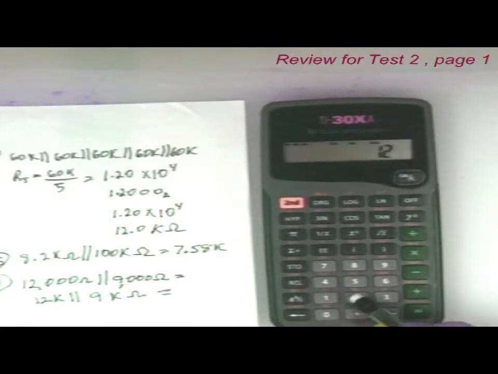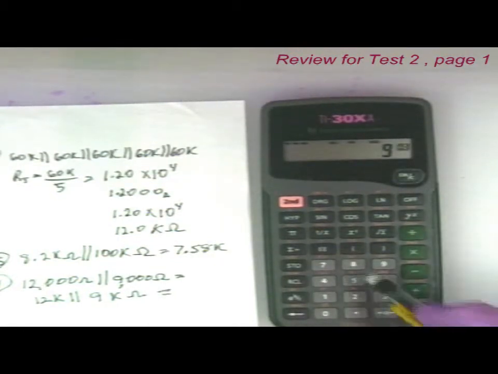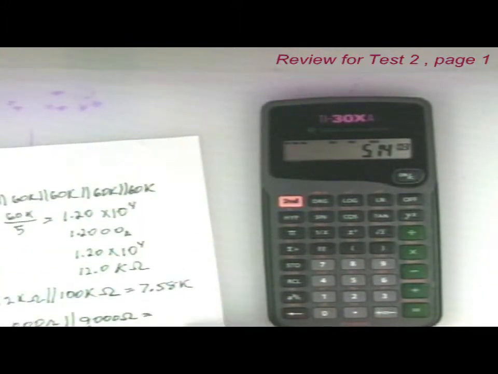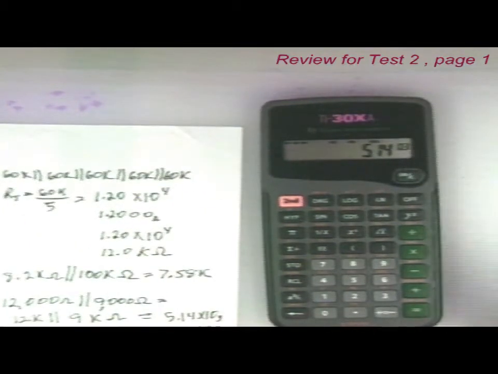Okay, 1, that's 12, double E3, reciprocal, plus 9, double E3, reciprocal, equals that, 5.14 times 10 to the third. I'm going to write that down, and then I'm going to do it again. 5.14 times 10 to the third, and what that equals is 5.14 k ohms. So let's do it again, just for grins.